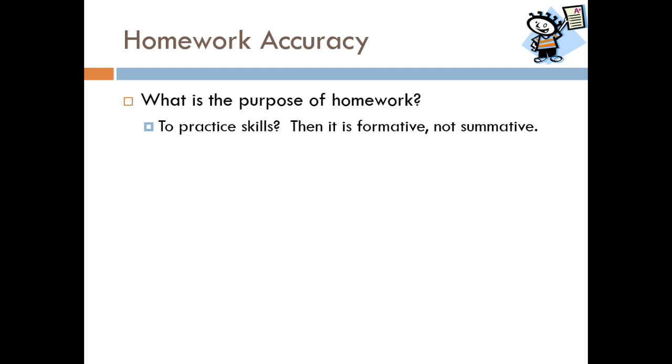All right, so next we're going to talk about homework accuracy versus homework completion.